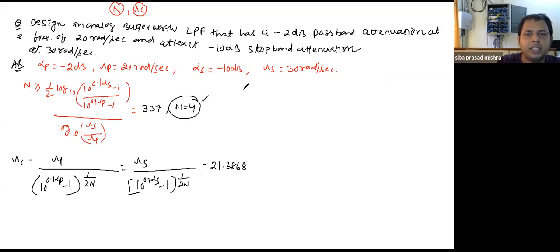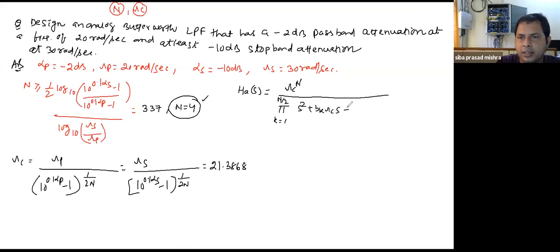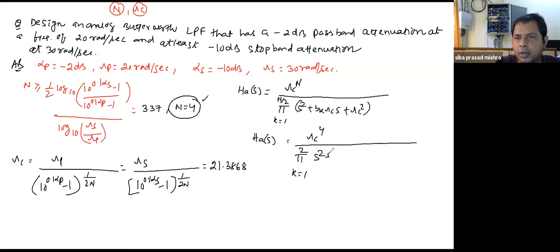Now n equals 4 means even. And what is our transfer function? H of s equals omega c to the power n divided by the product over k from 1 to n by 2 of s square plus bk omega c s plus omega c square. Now n equals 4, so H of s equals omega c to the power 4 divided by the product over k from 1 to 2 of s square plus bk omega c s plus omega c square.